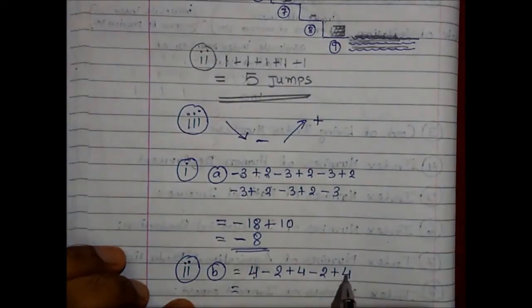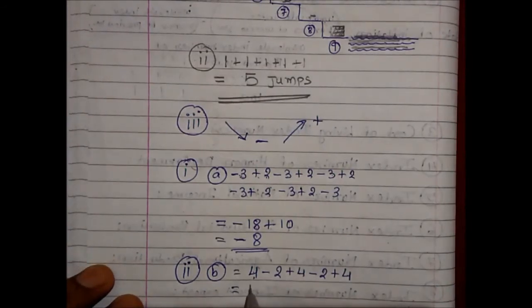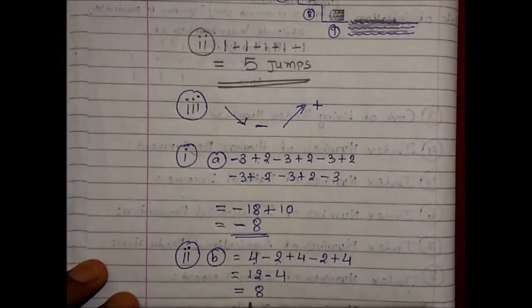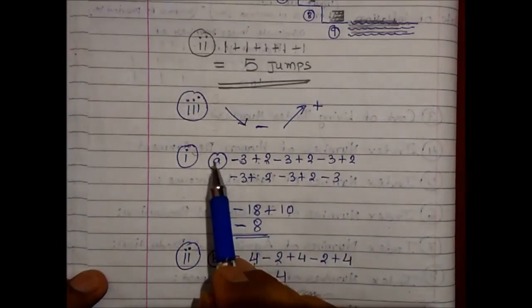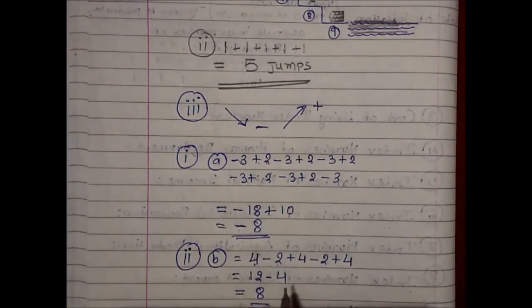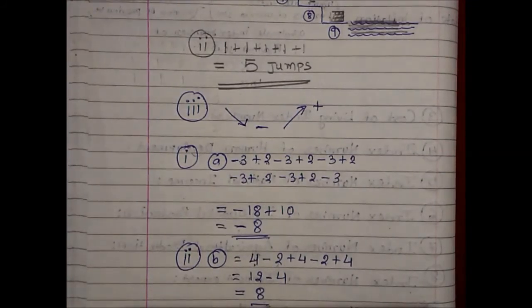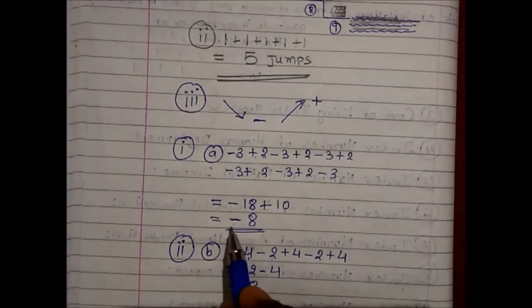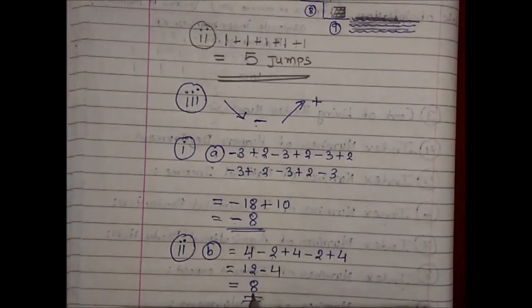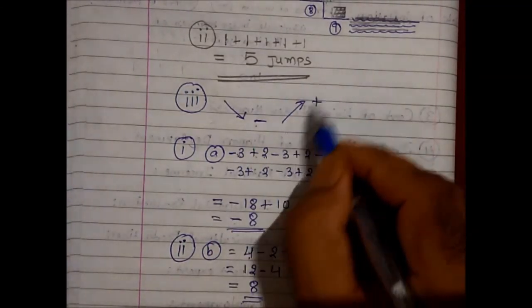So here 4 comes 3 times. All the 4s are positive. So 3 times 4 is 12. 2 comes 2 times. So 2 2s are 4. 12 minus 4 is 8. In part A we got a negative answer, whereas in part B we got a positive answer. So negative 8 indicates downwards, whereas positive 8 indicates upwards.